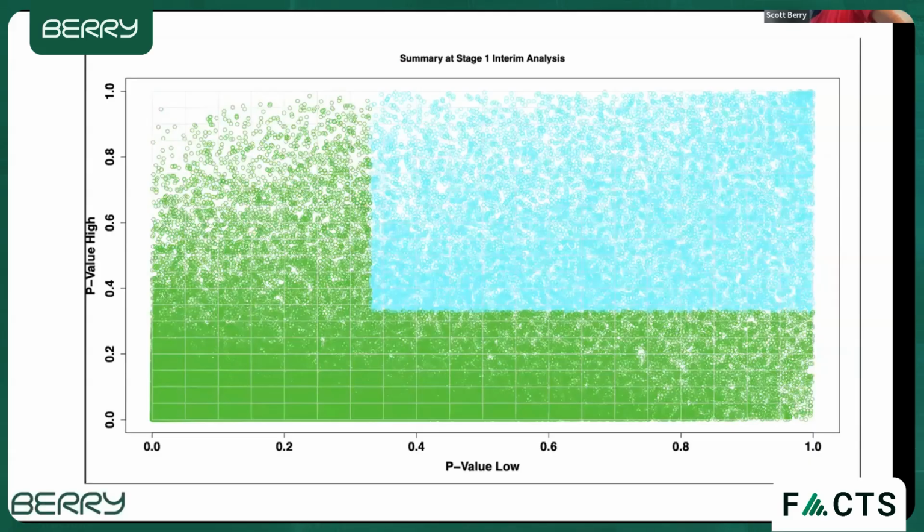And the different p-values, and the green ones you go forward. Blue ones you do not. And it's a pretty straightforward graph. If both of them are above 0.33, you don't go forward. If one of them's less, so you could have a p-value of 0.3 on the low dose and 0.8 on the high dose, and you're going to go forward.